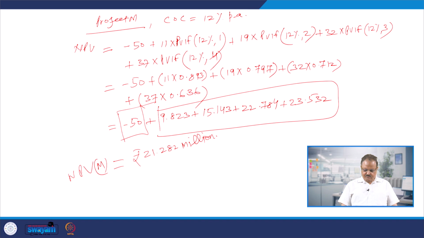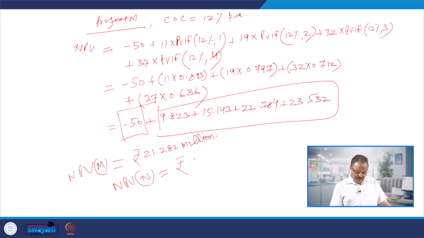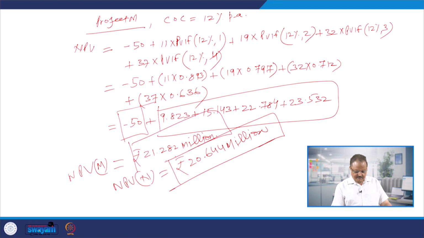And similarly, following the same process, you have to calculate the NPV for the project N, using the same way of calculating the entire thing, and you will find that the NPV of the project N is 20.644 million. This is the NPV of the project N. This is the NPV of the project M.